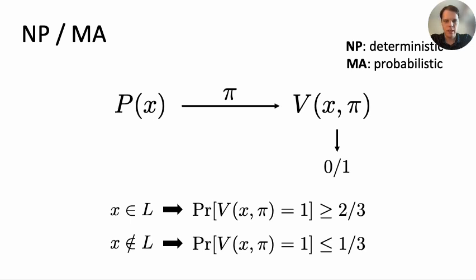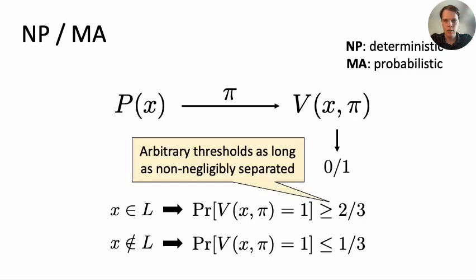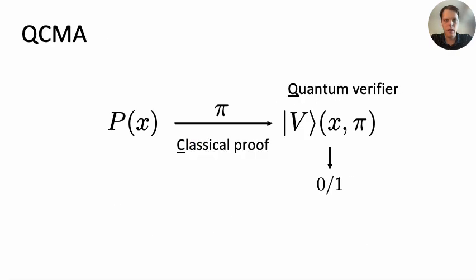We say that an instance is in the language if the verifier accepts with probability 2/3, and we say that the instance is not in the language if no matter what pi is produced, the verifier rejects except with probability 1/3. And just note that these 1/3 and 2/3 thresholds are arbitrary as long as they are non-negligibly separated.